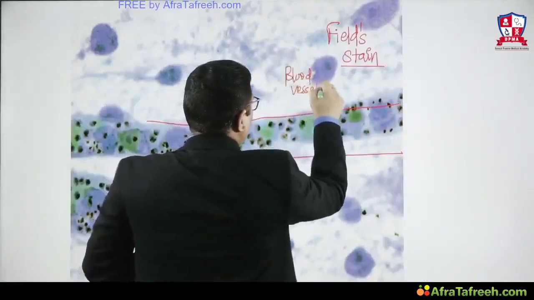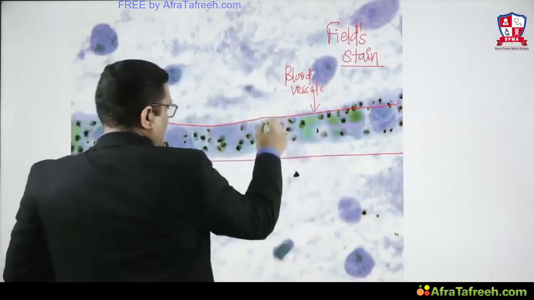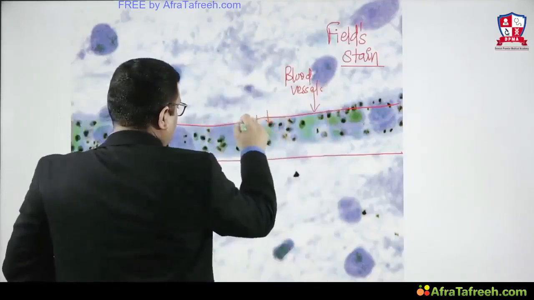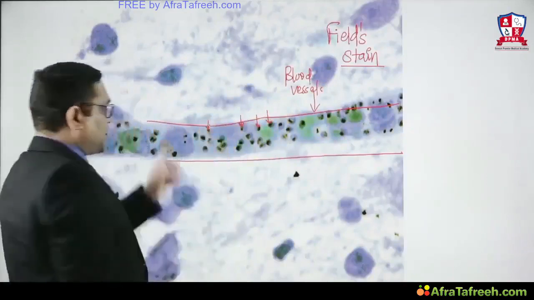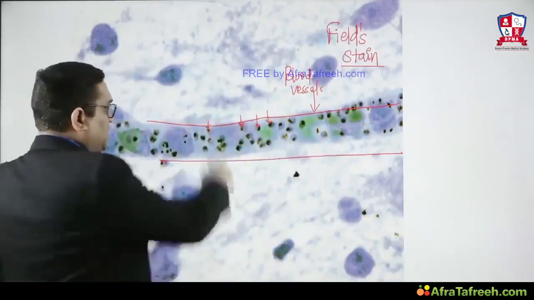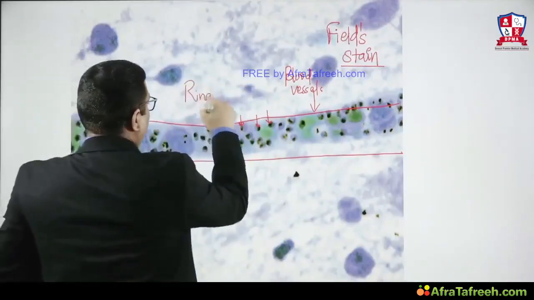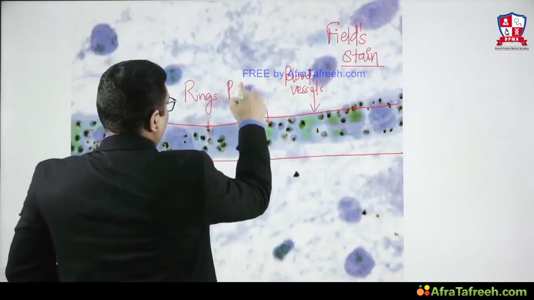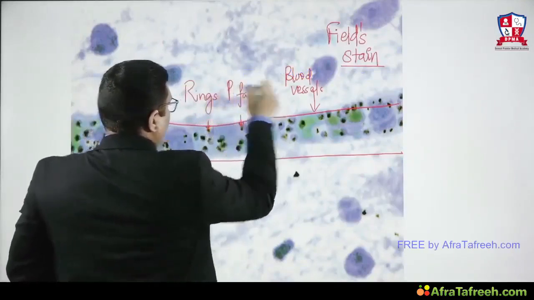So in this cerebral blood vessel, we can notice these green color areas, and the dark color is the chromatin. The green color is the ring. So these are rings of Plasmodium falciparum, right?